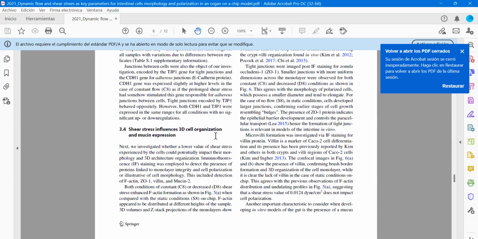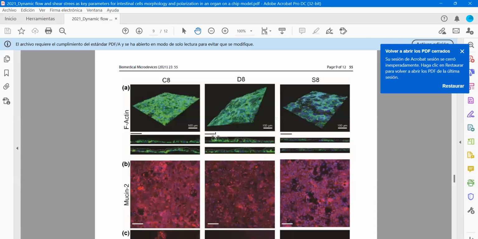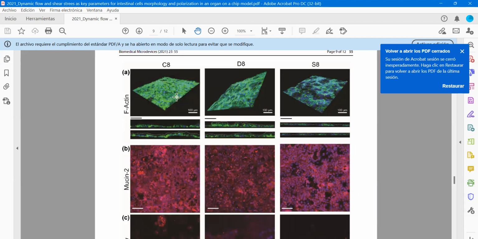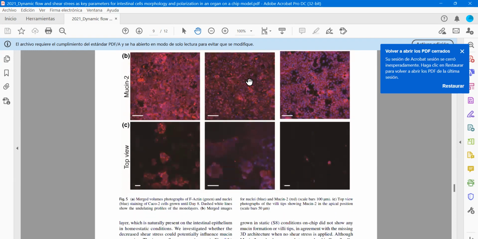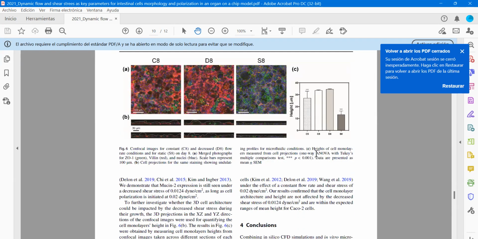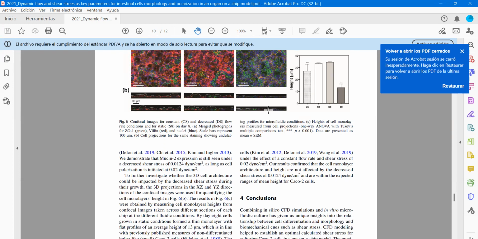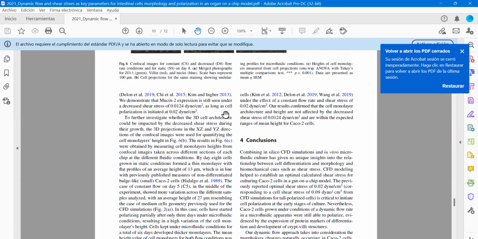Also, they wanted to see how the shear stress influences 3D organization and mucin expression. So they noticed that F-actin expression changes according to the flow rate exposure. Here you see these confocal images for the constant and decreased flow rate conditions on day 8. And this is the merge photograph for this protein ZO-1, or villin. The nuclei is in blue, and it is proof that the barrier properties are maintained and are enhanced by this perfusion.